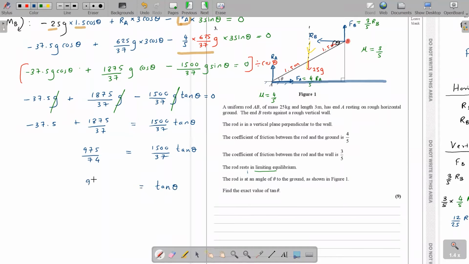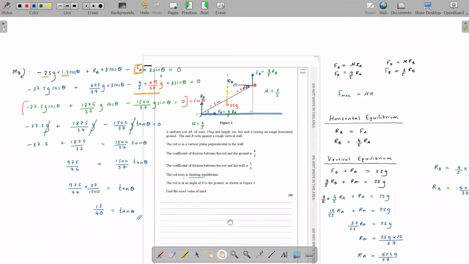So tan theta is 975/74 into 37/1500. How much is it then? They want the exact value of tan theta, not the theta value, but the fraction. So type this in the calculator: 975/74 into 37/1500. How much do we get? 13/40. So that's it. Find the exact value of tan theta. This is the exact value of tan theta.